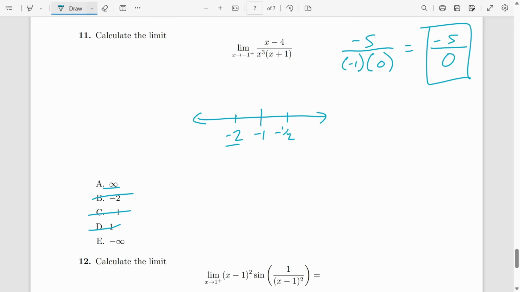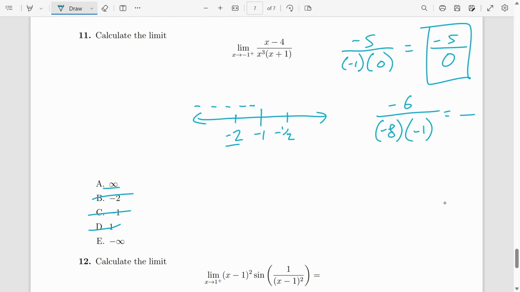Plug in -2, we get -6 divided by -8 times -2 plus 1, which is -1. So we get a negative numerator and a positive denominator, so this becomes negative. I'm not even going to figure out what the actual answer is. I just need to know its sign, negative or positive. So on the left side, it's going to be negative. And on the right side, I'm guessing it's going to be positive, but let's check just in case.